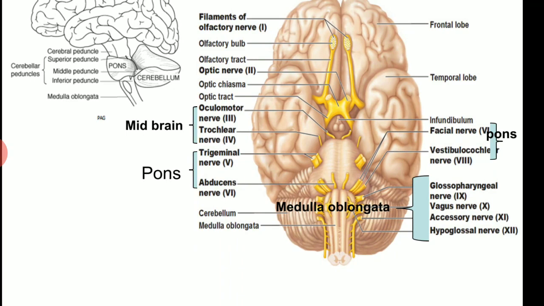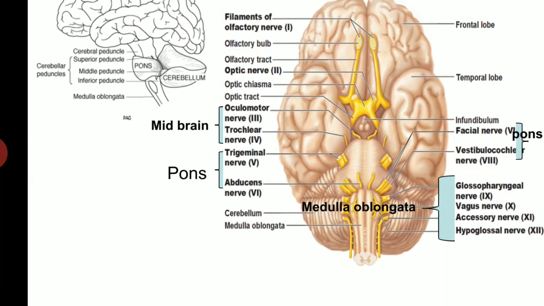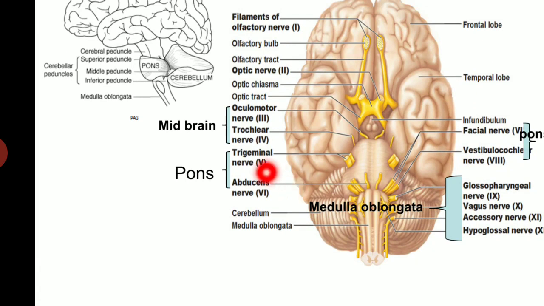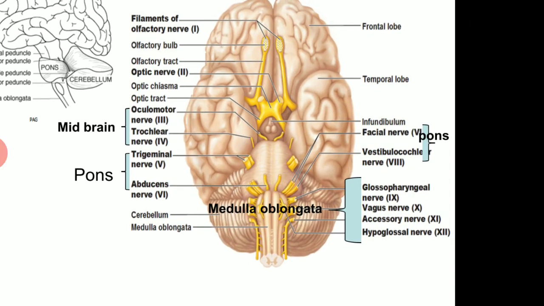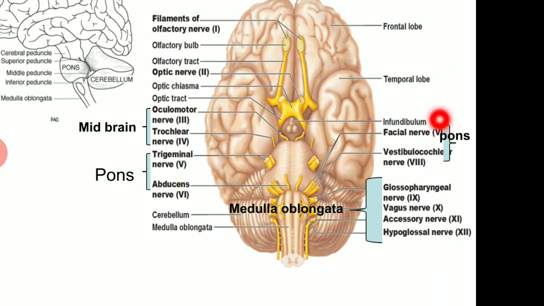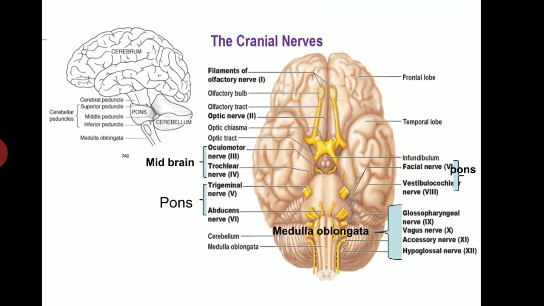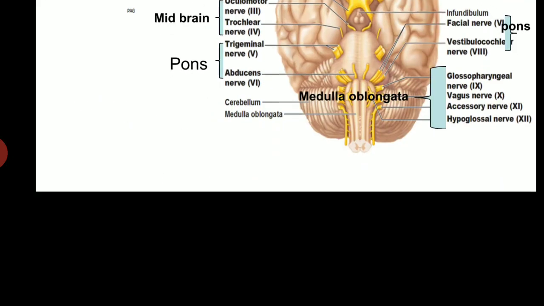Then from pons there is origin of 5th, 6th, facial, which is 7th, and 8th cranial nerve. And from medulla oblongata, origin of 9th, 10th, 11th and hypoglossal 12th cranial nerve. Okay, so all the cranial nerves originate from the brainstem.